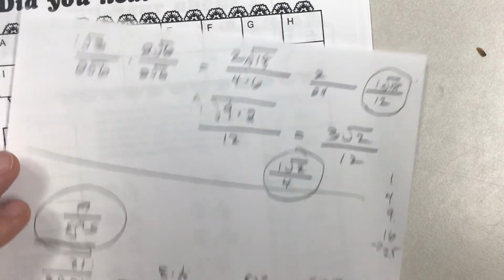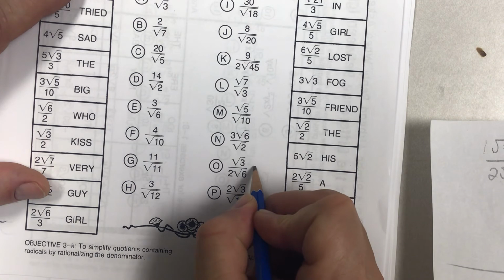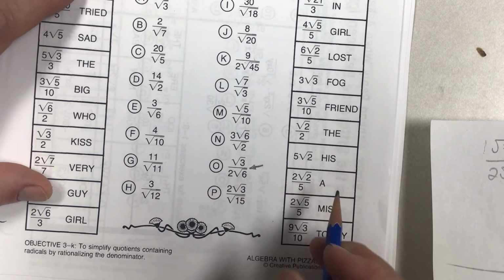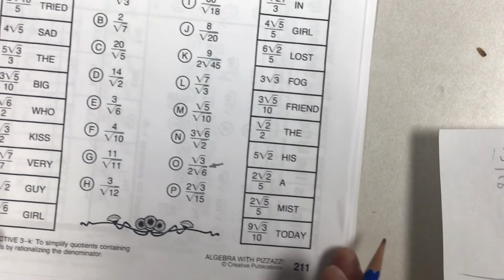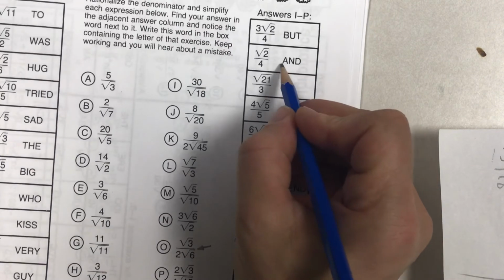Let's actually find that. You don't have the sheet yet, but I'm going to give it to you here shortly. That was O. That was a tricky one. Right there. But our answer was root 2 over 4. Where's root 2 over 4? Root 2 over 4, right there.